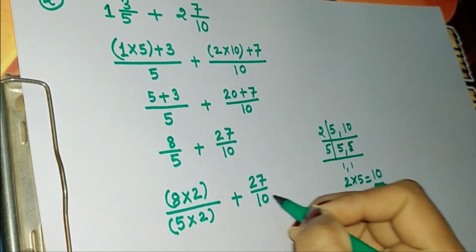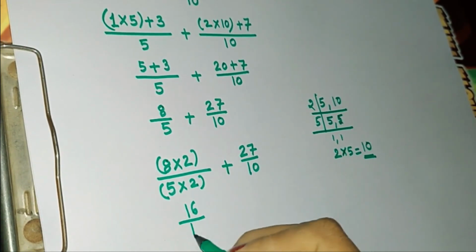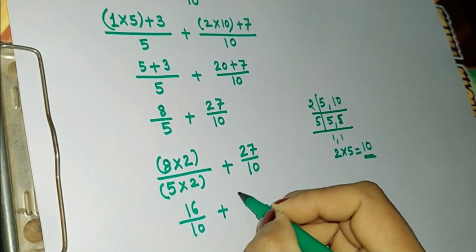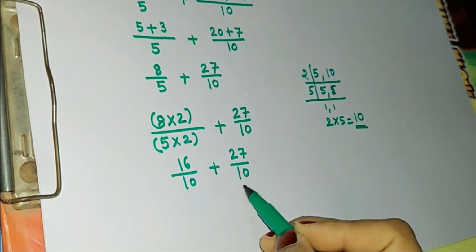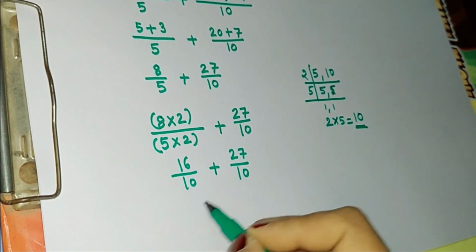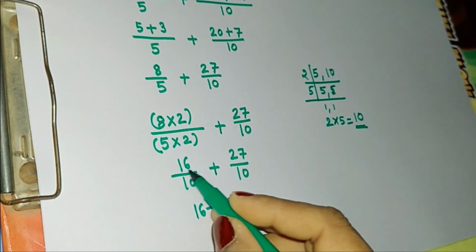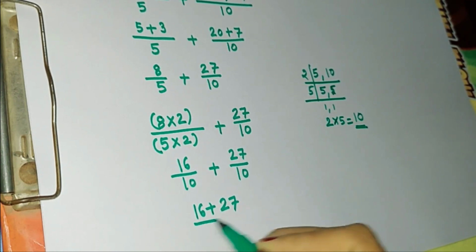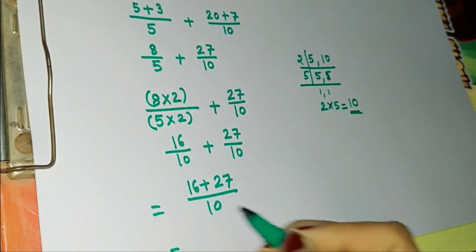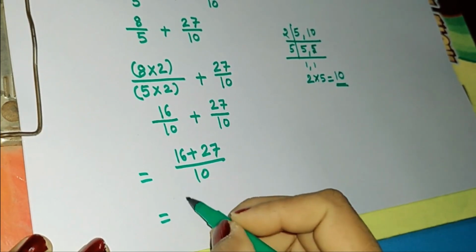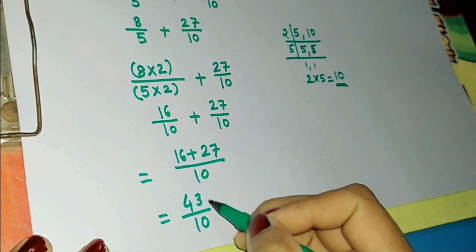This 27 by 10. Next is 8 cross 2, that is 16. 5 cross 2, that is 10. Plus, this plus is here. This 27 by 10 is here. Now you can see that both the denominators are the same now. So simply what we can do here, we need to add the numerators. So we will write 16 plus 27. We will keep the denominator as it is. Now 16 plus 27 is 43. So 43 by 10 is the answer.